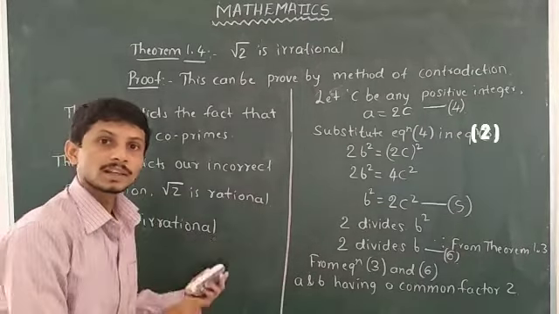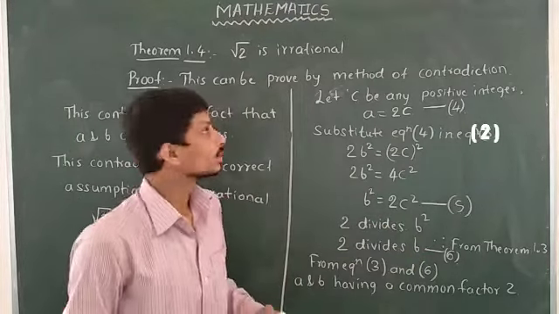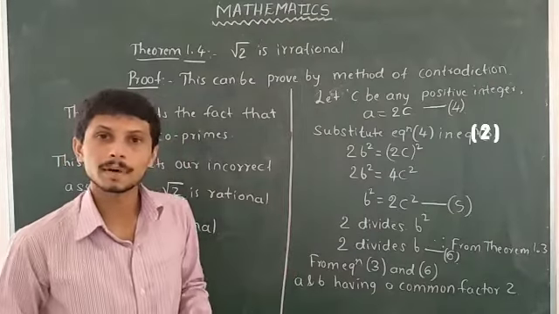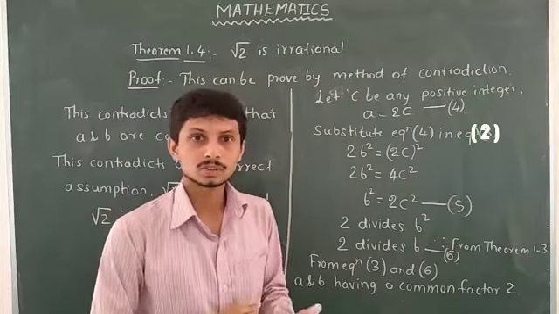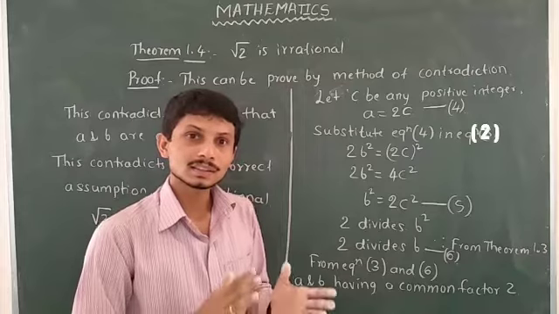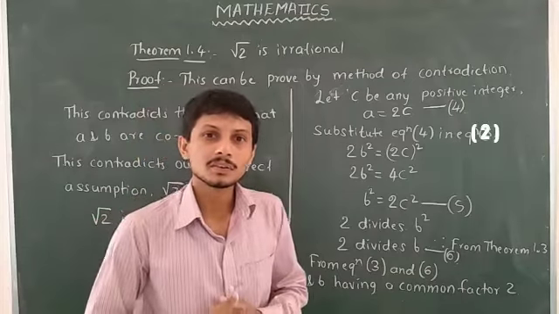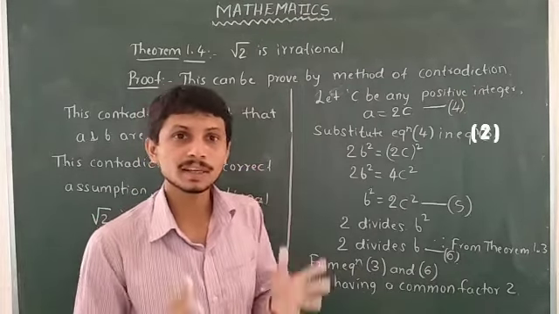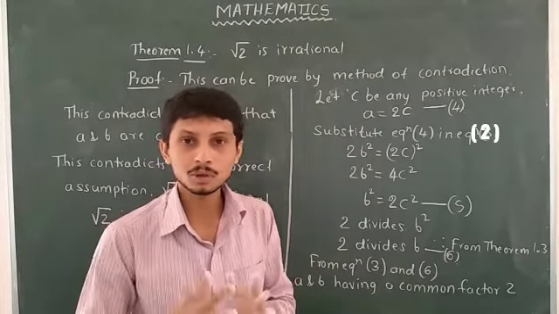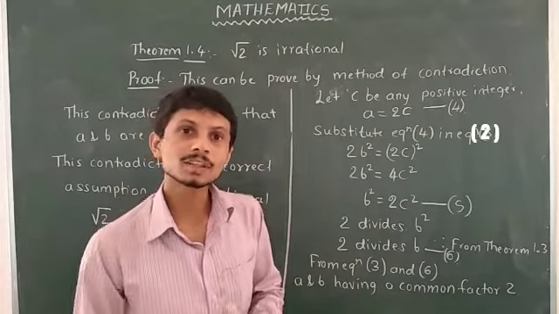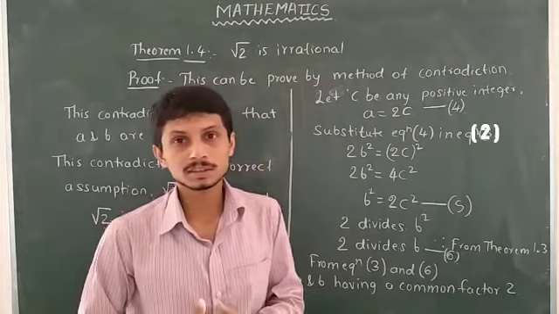So here we are using theorem number 1.3 in 2 steps to prove that root 2 is an irrational number. Likewise, you can take root 3. I will give you a homework: consider another number, root 3, and check whether root 3 is irrational or rational by using theorem 1.3. So just pause the video here and try to solve it. Let us move on to the next problem.